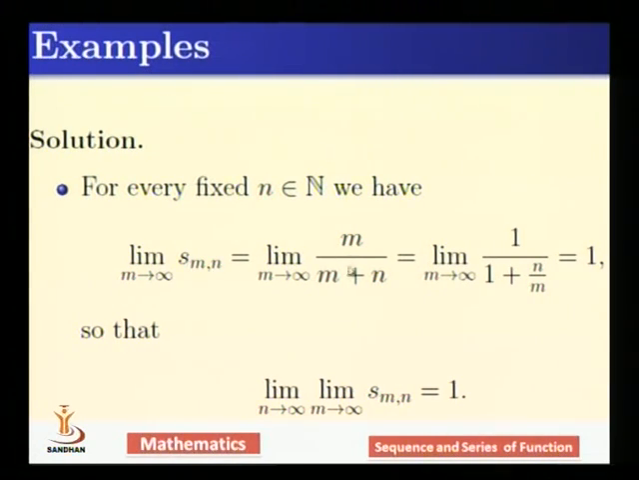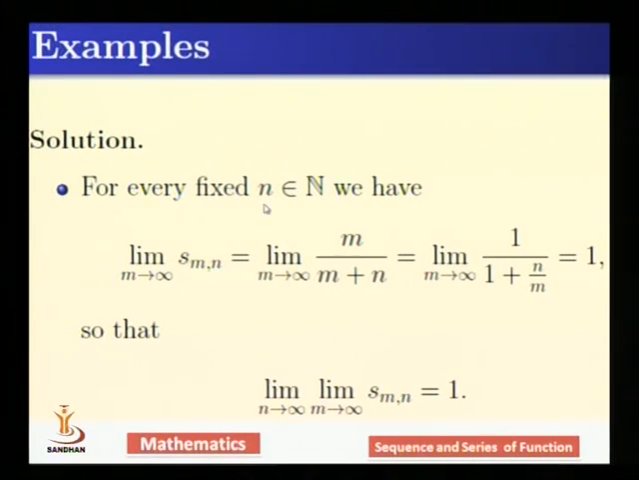and you can see that if you divide the numerator and denominator by m, here it will be 1, and here m by m, that is 1, and here it should be n by m. Now n is fixed and we are taking m tends to infinity. So n upon m will tend to 0, so finally this will be 1 upon 1, so 1.